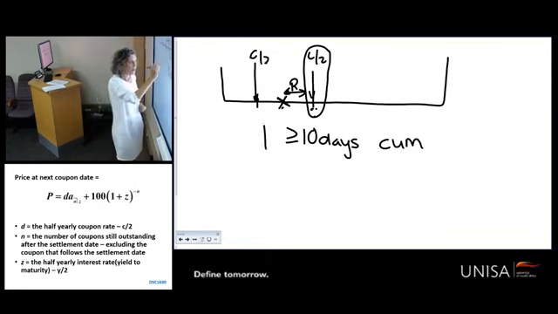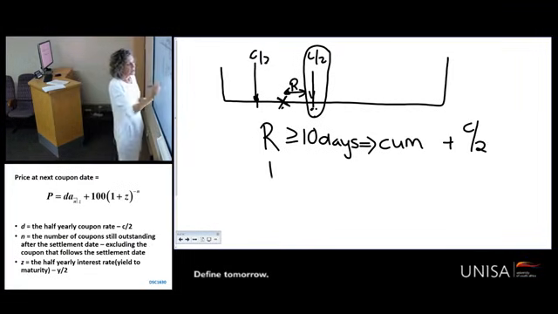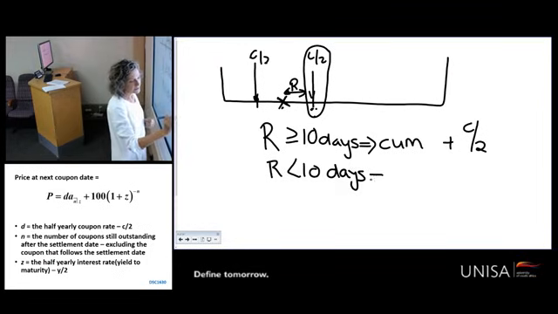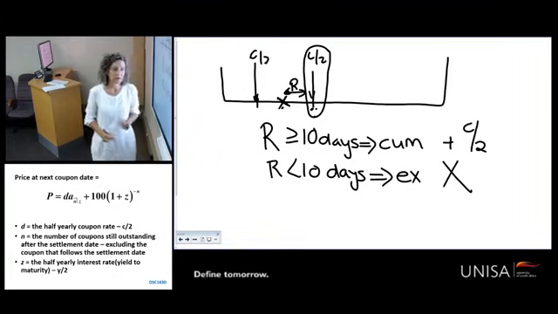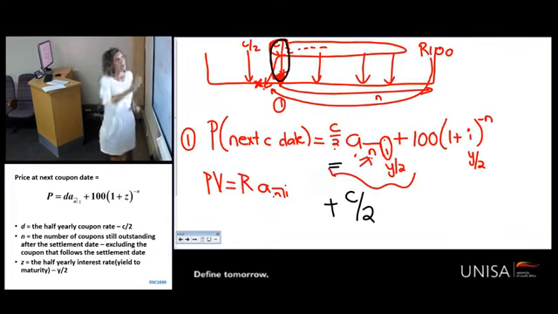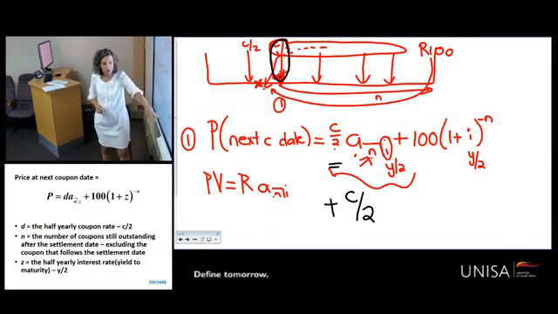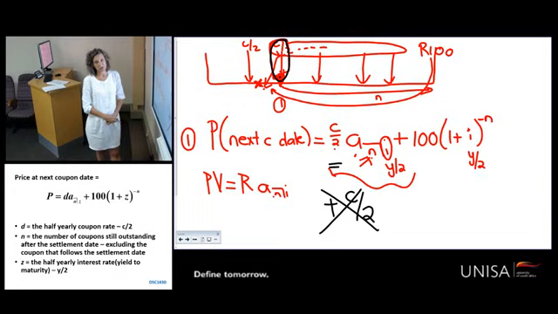So if our R value is greater than 10 days, we say it is a cum interest case, and we add another interest. If R is smaller than 10 days, we don't add anything, and we say it's an X interest case. Why? Because you, the one that's selling it, is still going to get that C over 2. So you can't add it there if it's an X interest case. So it's R smaller than 10, you don't add a coupon.